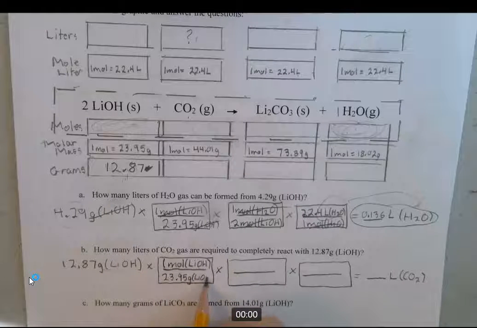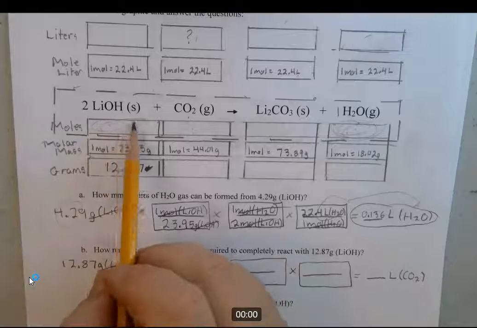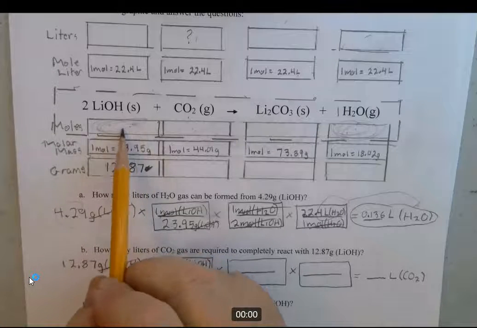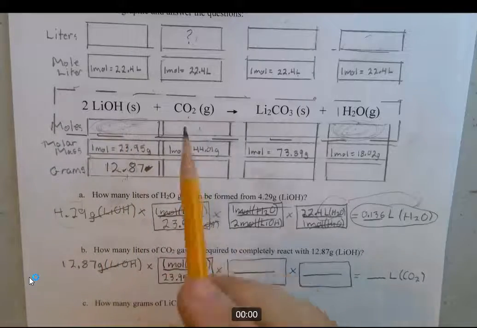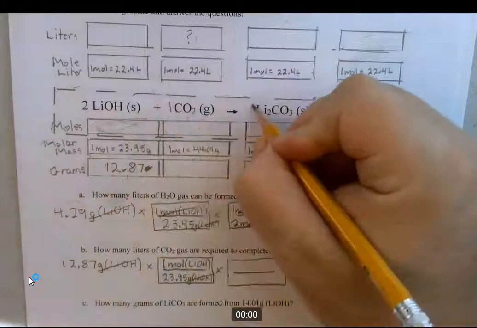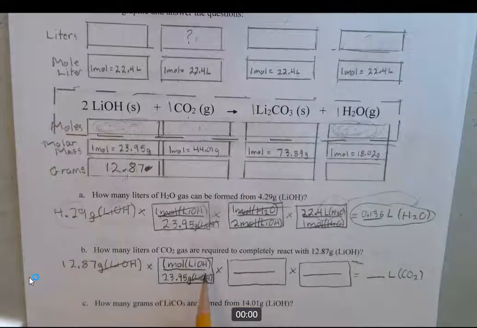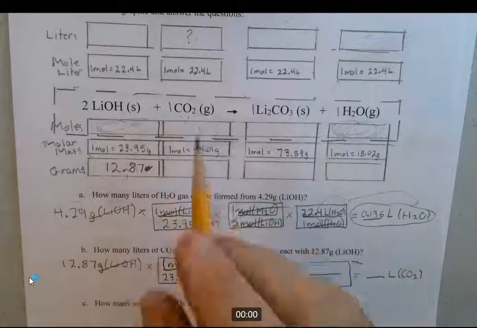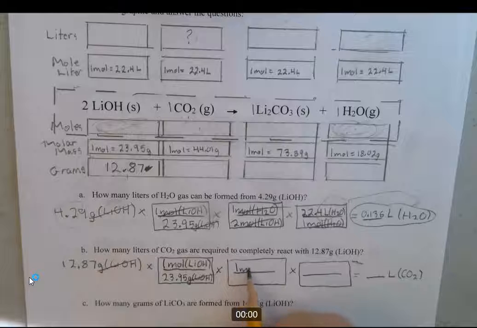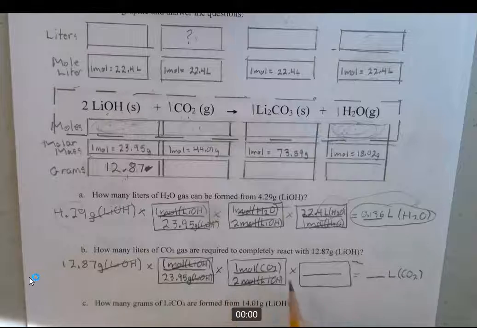Grams of LiOH cancels with grams of LiOH. Now we're sitting right here in the moles inside the equation. We need to move over to moles of CO2. Let's go ahead and put coefficients on these. So it's 2 to 1. We need moles of LiOH to cancel out. So it's 1 mole of CO2 on top and 2 moles of LiOH on the bottom. Moles of lithium hydroxide, moles of lithium hydroxide.